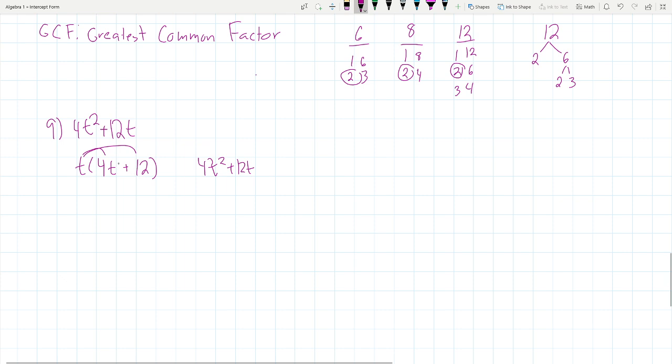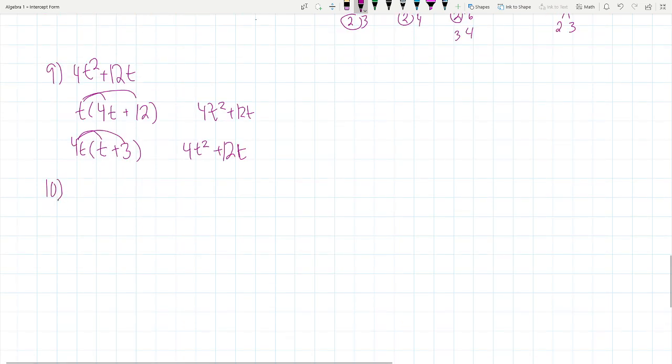Is there anything I can divide into both 4 and 12? Yeah, 4. And so I can divide by 4. But I can't just make that 4 disappear. It comes out front. So I get 4t times t plus 3. And just like I did above, you can actually check this. You can go, okay, 4 times t is 4t squared, and 4 times 3 is 12t. And so it's the exact same. Okay. All right, let's look at number 10.